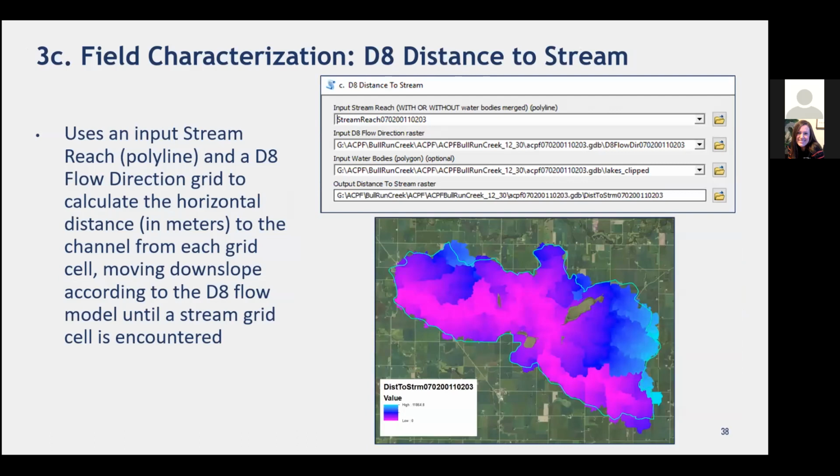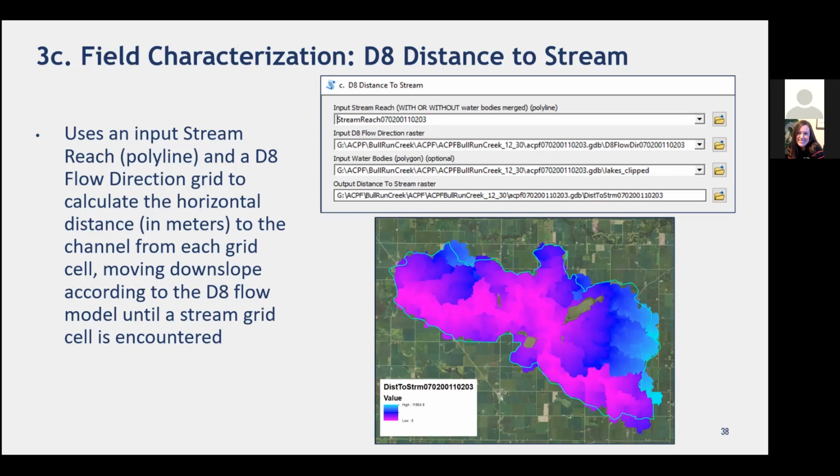The next tool, as we continue on through, is D8 distance to stream. D8 is just the process that's used with the flow accumulation and flow direction. And so this distance to stream calculates the horizontal distance to the channel from each grid cell as it moves downslope according to the flow model.